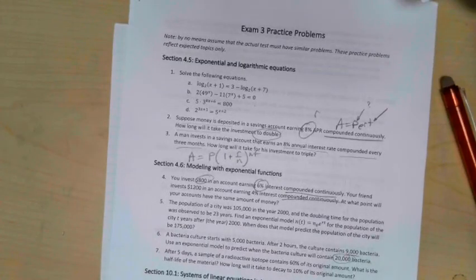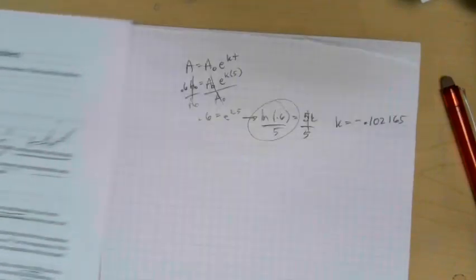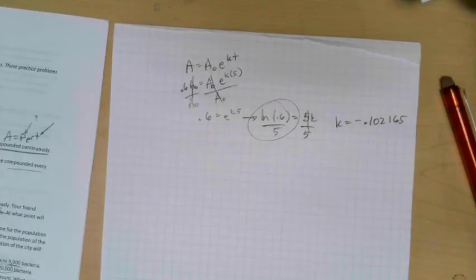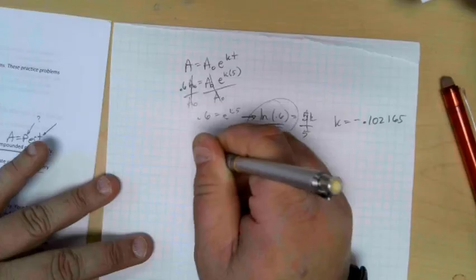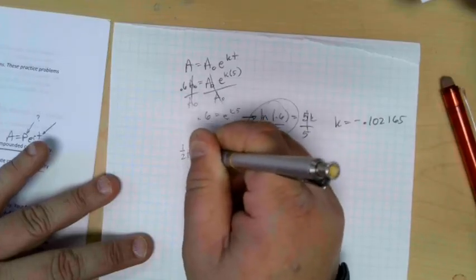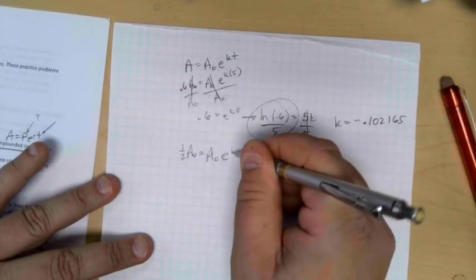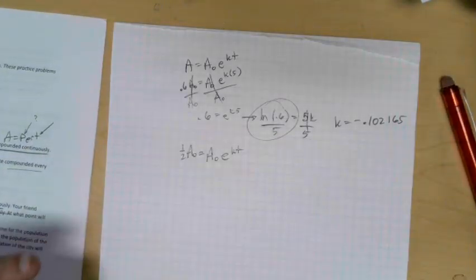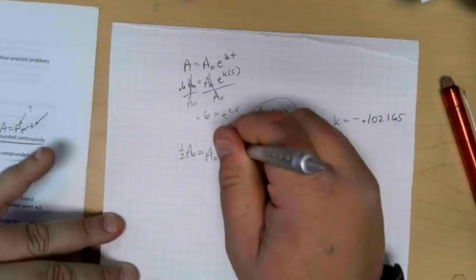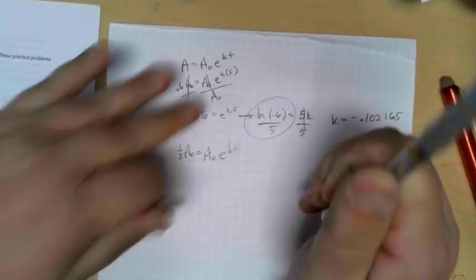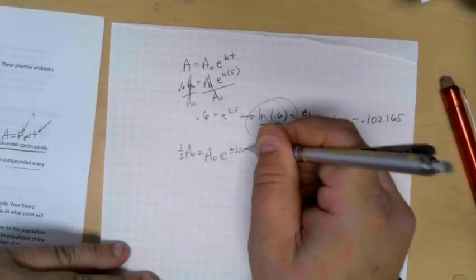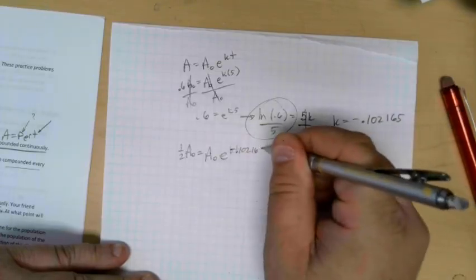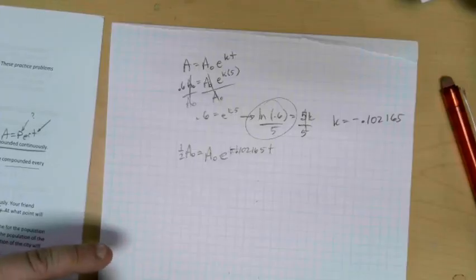And see, look what it's asking me. It's saying, what is the half-life? Well, half-life is just the time until there's half of it left. So let's look at this. A sub naught, and I want to know where's half of A sub naught. Now, I want to point this out for a second. I'm trying to find the t, right? Let me erase this. And my rate is this negative 0.102165. So I'm trying to find that. Now, check this out.